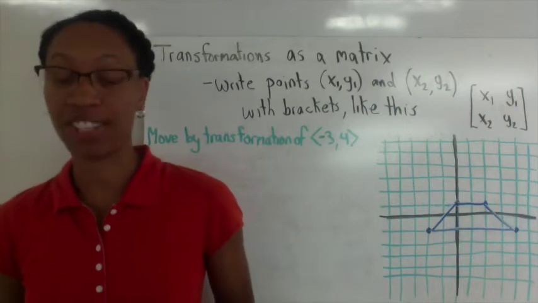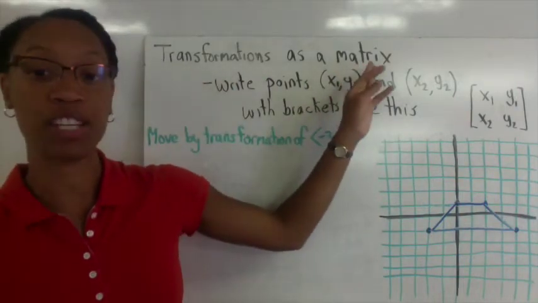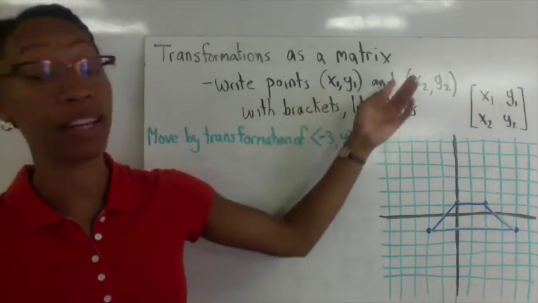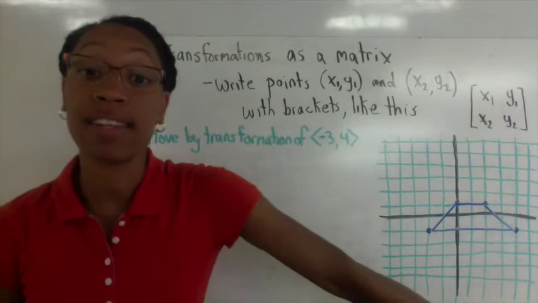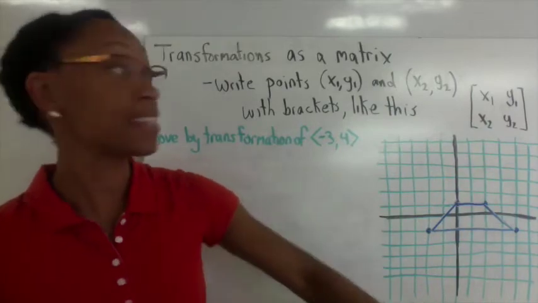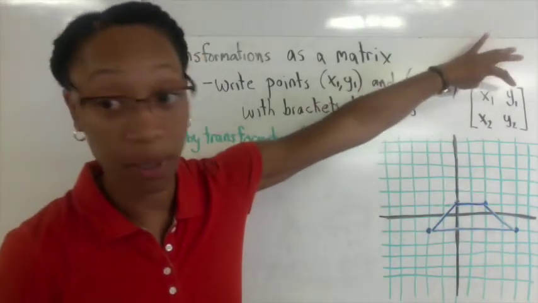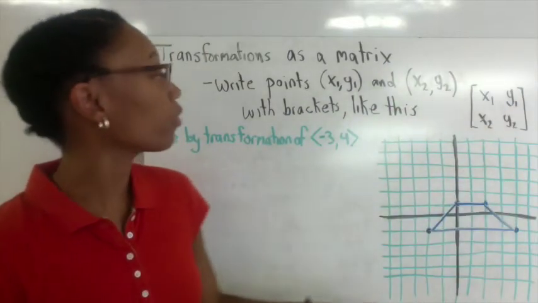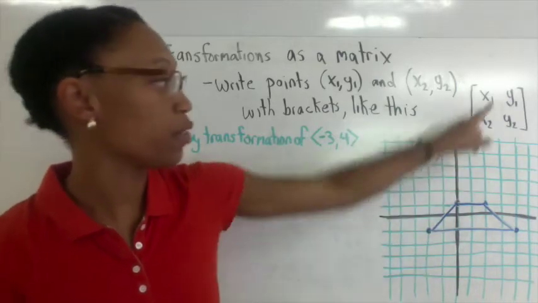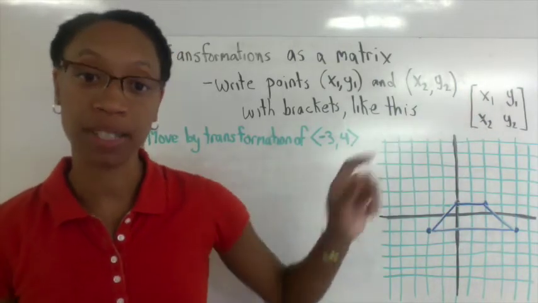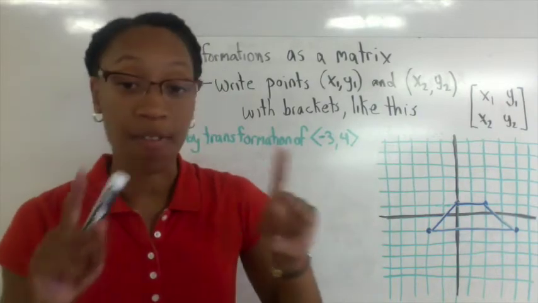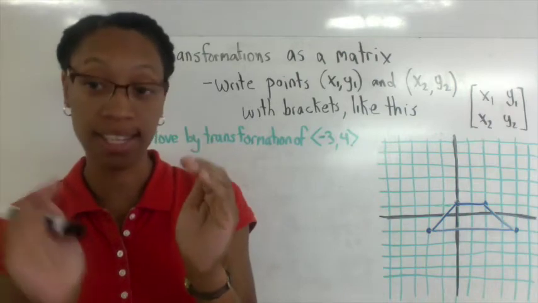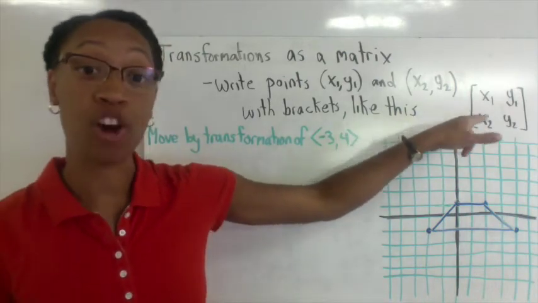Okay, transformations can be written as a matrix. So if I have points like point x1, y1 and point x2, y2, I can write them in a matrix by stacking them. So I have x1, y1 on top and x2, y2 on bottom, and I would just keep on stacking down. When we're writing it as a matrix, we use brackets on the side instead of parentheses. So we have the arrows for vectors, we have parentheses for points, and now we have brackets, which are for matrices.